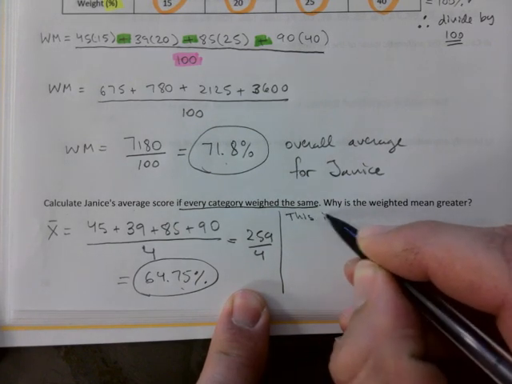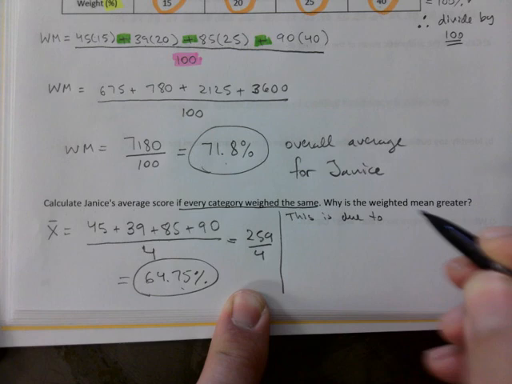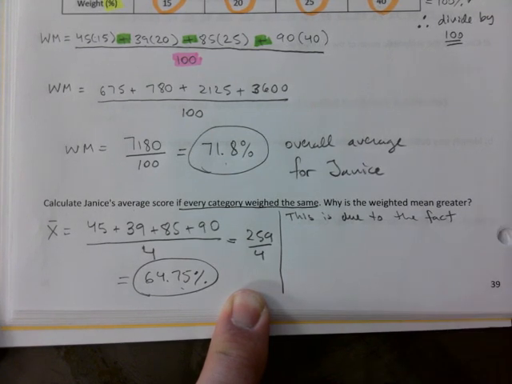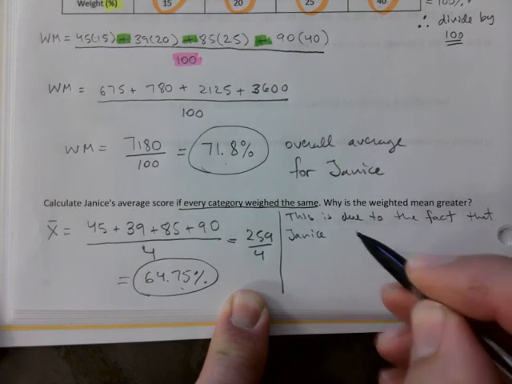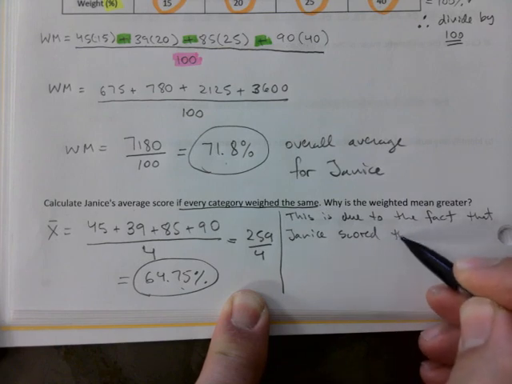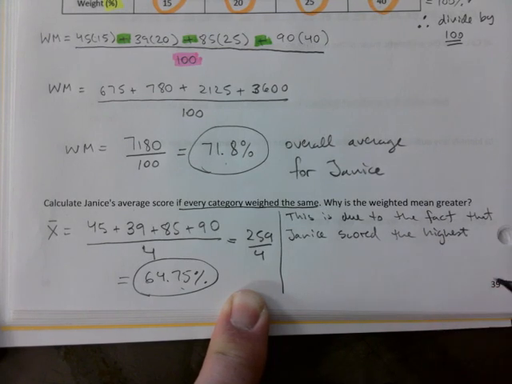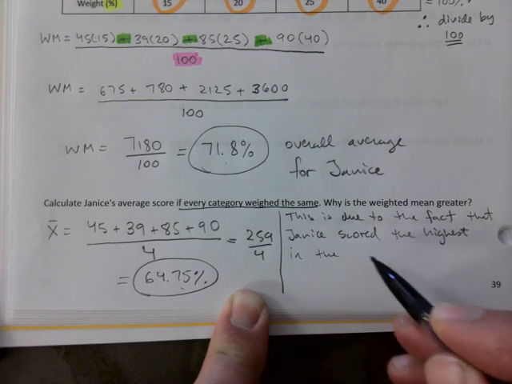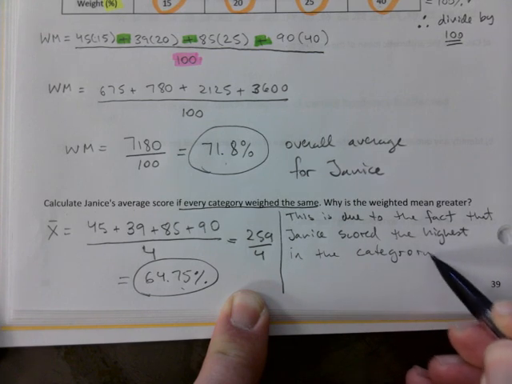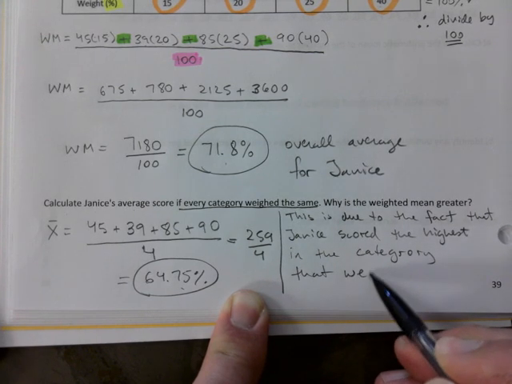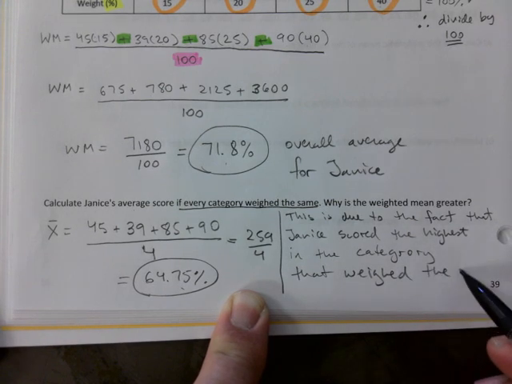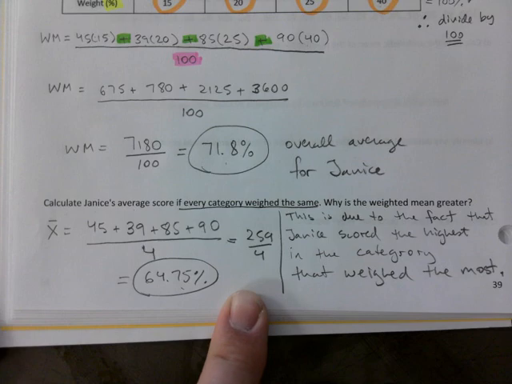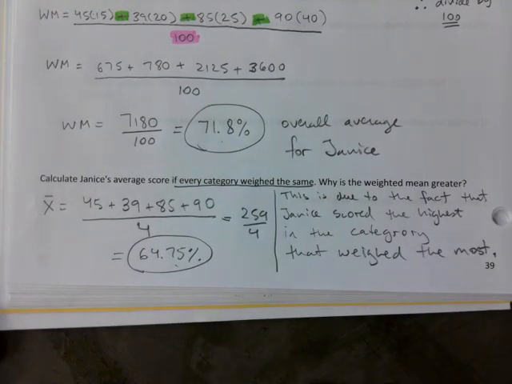This is due to the fact that Janice scored the highest in the category that weighed the most. That's why. You can even argue she did pretty good on the midterm, which was worth 25%.